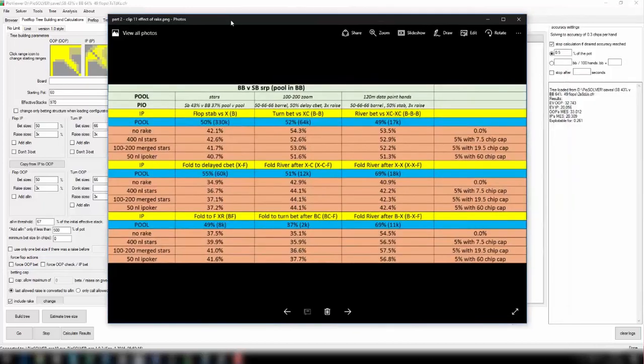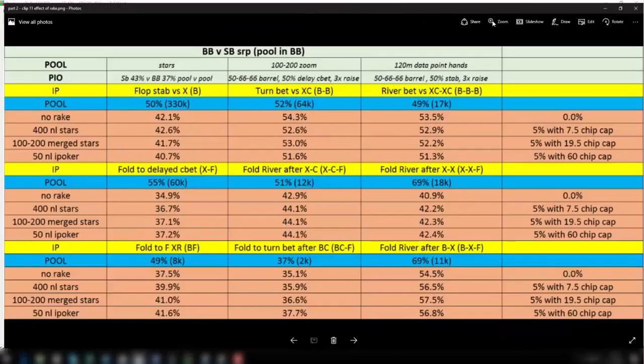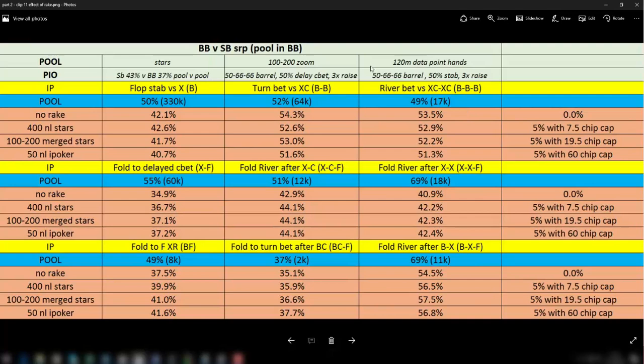So moving on now to look at the effect of rake on the results. This is from a 49 flop subset, big blind versus small blind, single raise pot, the pool in the big blind. 120 million hands for the mass database analysis, just the same mass database data. All the other parameters are the same as the previous: ranges, bet sizings. Each of the orange rows represents the PO data for a different set of rake conditions.